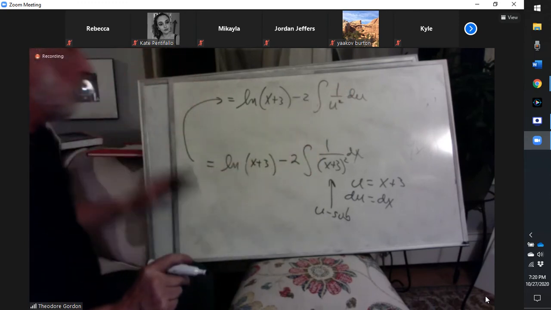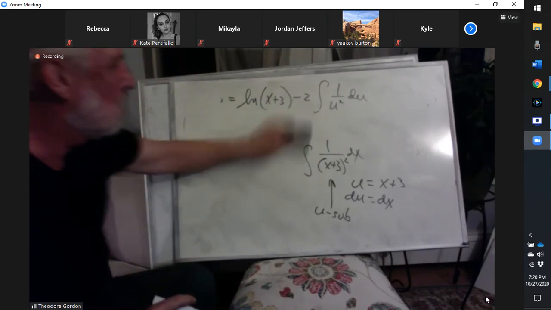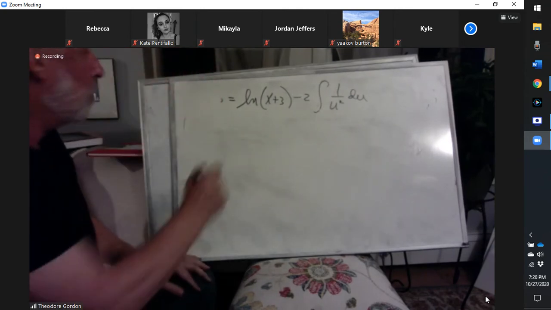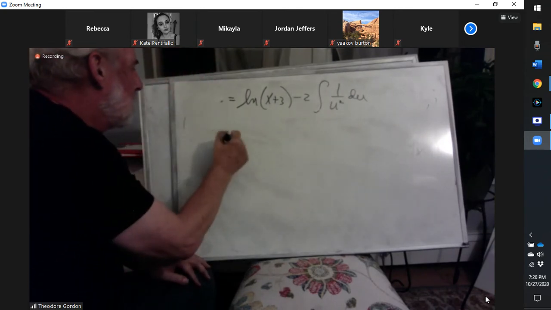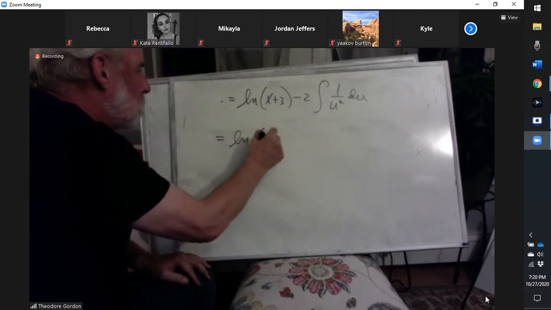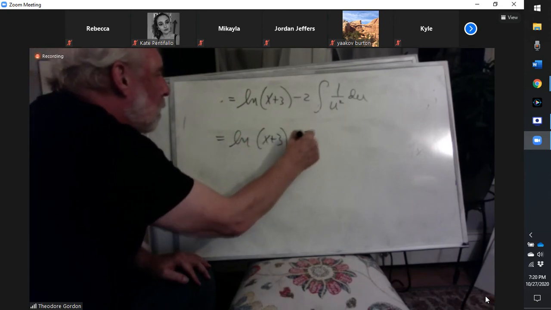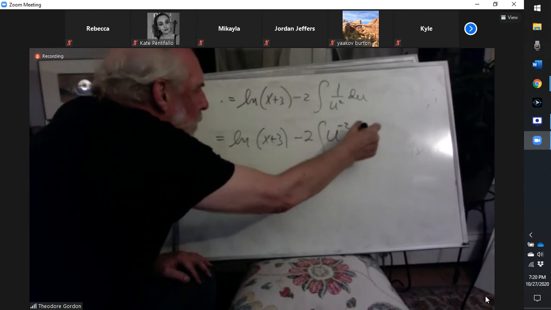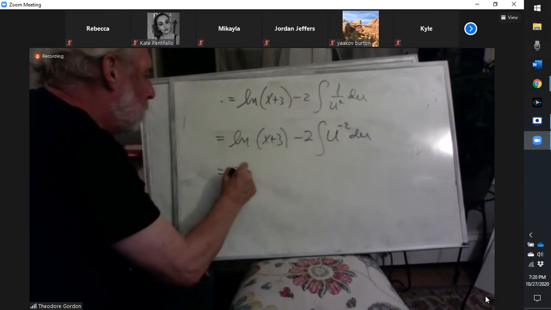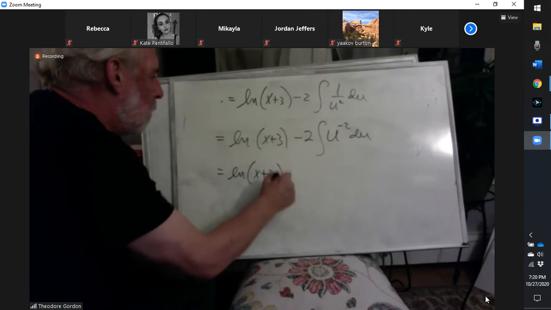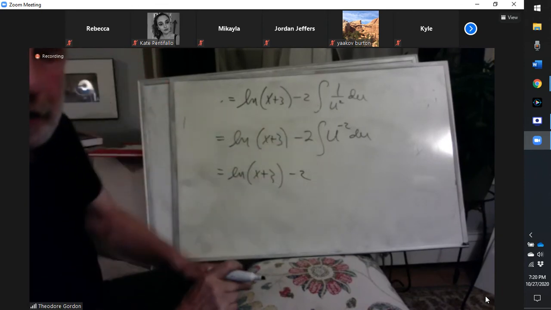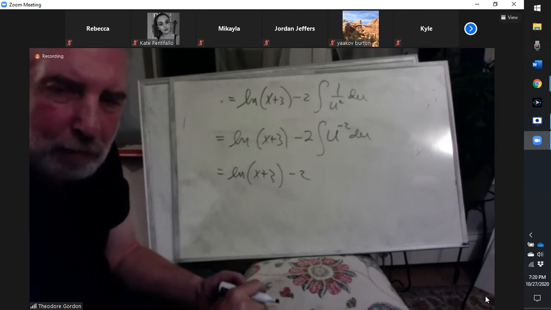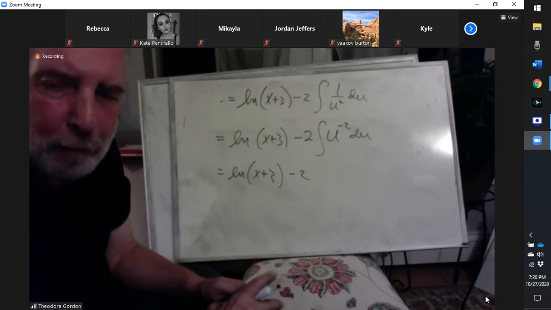Okay, so here we go. Okay, so now our problem becomes this. Well, I'm going to rewrite this as u to the minus 2. And how do we do that integral? What's the integral of u to the minus 2? How do we do that? This is a Calc 1 level problem.